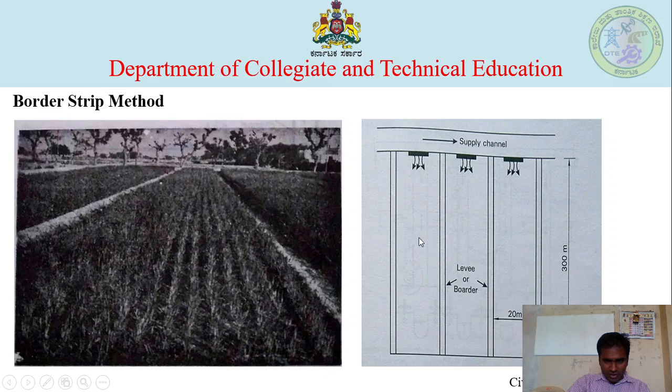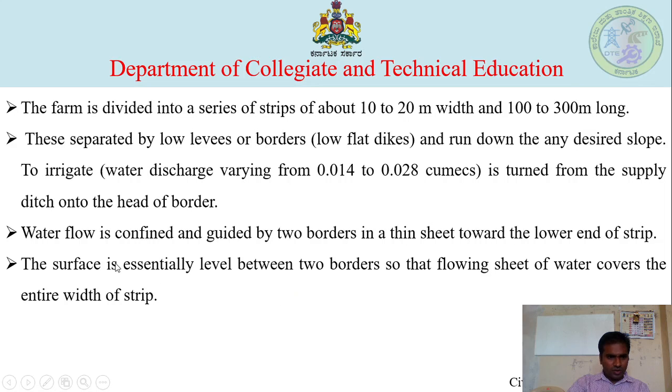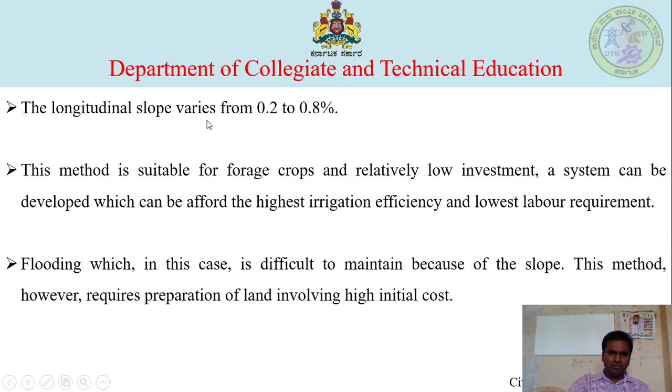Here, it means through this strip, water is allowed in the longitudinal direction with a thin sheet of water. This is guided by the two borders. The surface is essentially level between two borders so that the flowing sheet of water covers the entire width of the strip. The longitudinal slope varies from 0.2 to 0.8%.